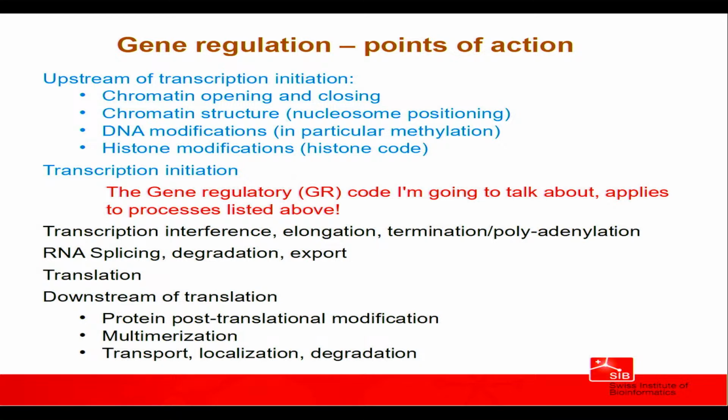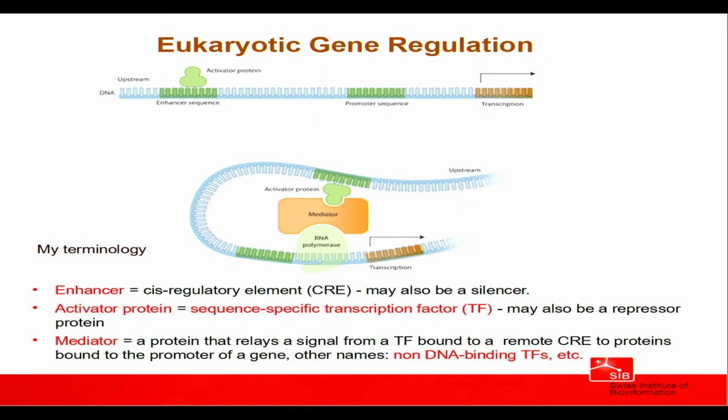Afterwards, there are other points where regulation can interfere: transcription elongation, termination, RNA splicing, degradation, export, then comes translation, and the activity of the protein may depend on post-translational modifications, multimerization, transport, localization, and again degradation. So this is essentially about regulation of transcriptional initiation. I have to say a few words about current views of eukaryotic gene regulation.